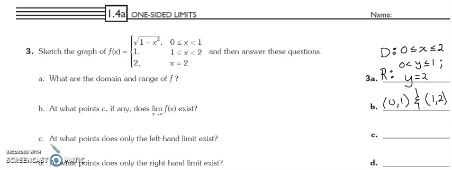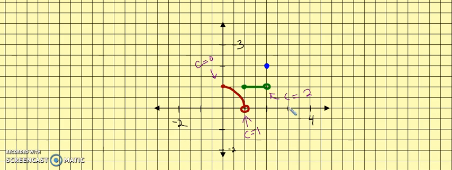And we pretty much answered C and D. C: at what points does only the left-hand limit exist? And D: at what points does only the right-hand limit exist? And so I said that at 2, the limit did not exist because there is no right-sided limit. Only a left-sided limit. So there's no graph to the right of it, only graph to the left of it at C equals 2. So when C equals 2, there is no right-handed limit.